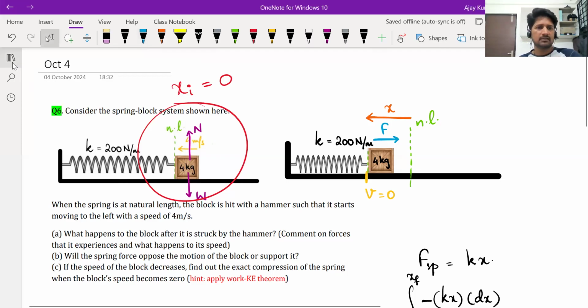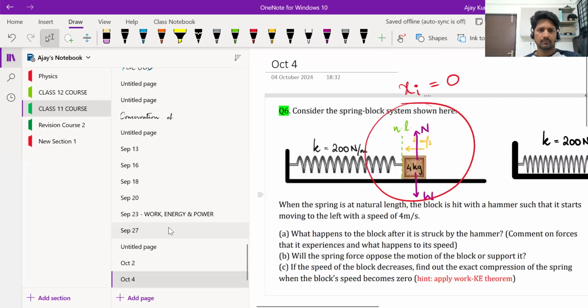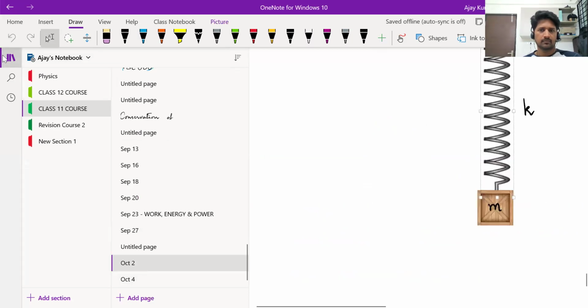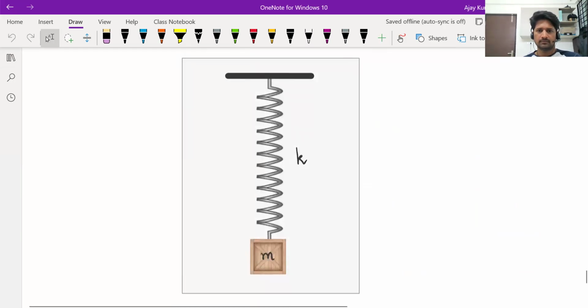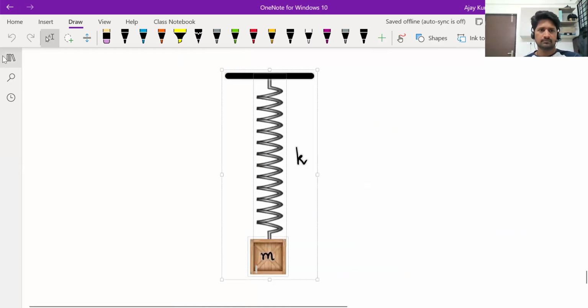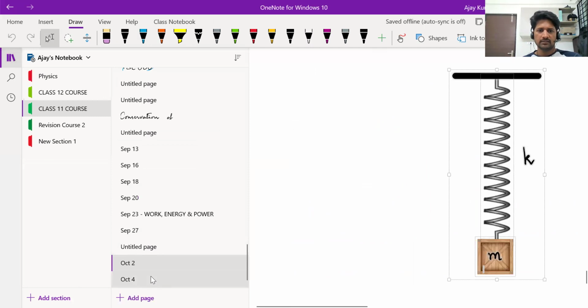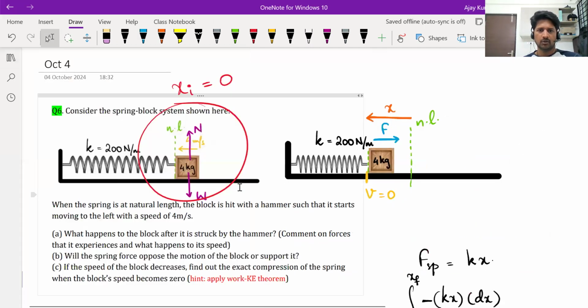Okay, let's consider another system. Just a moment. This one. A vertically suspended spring block system.